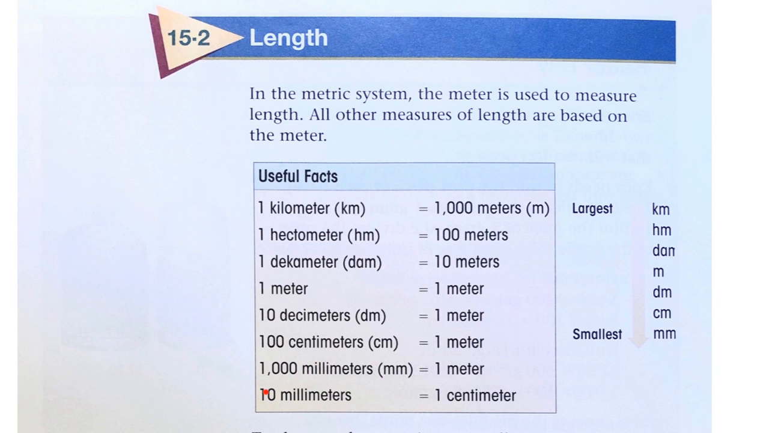10 millimeters equal 1 centimeter, and 100 centimeters equal 1 meter. So from the largest unit of measurement, it goes from kilometers to millimeters as the smallest unit of measurement from this list.